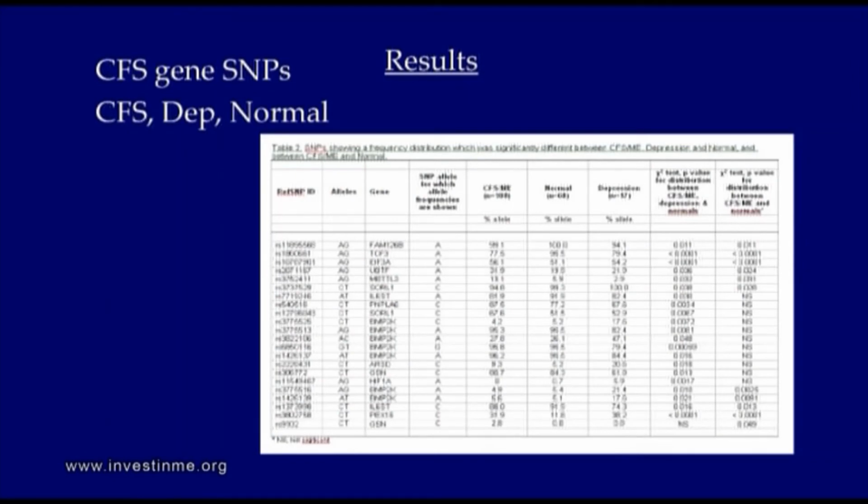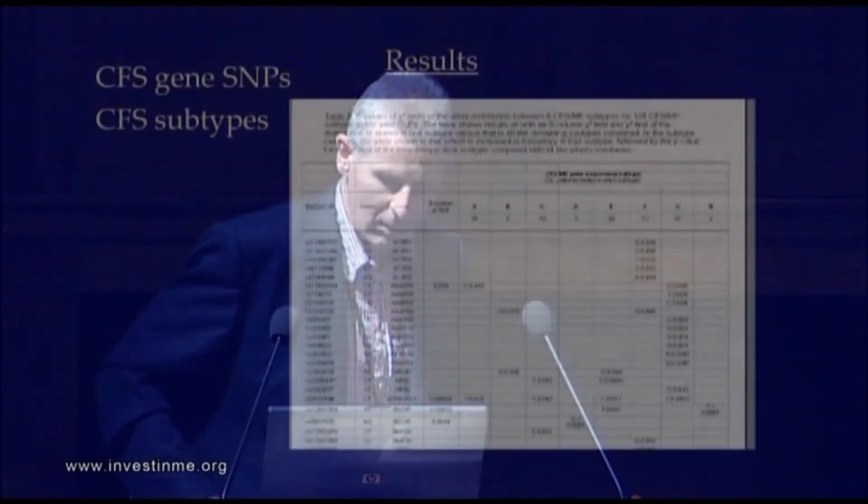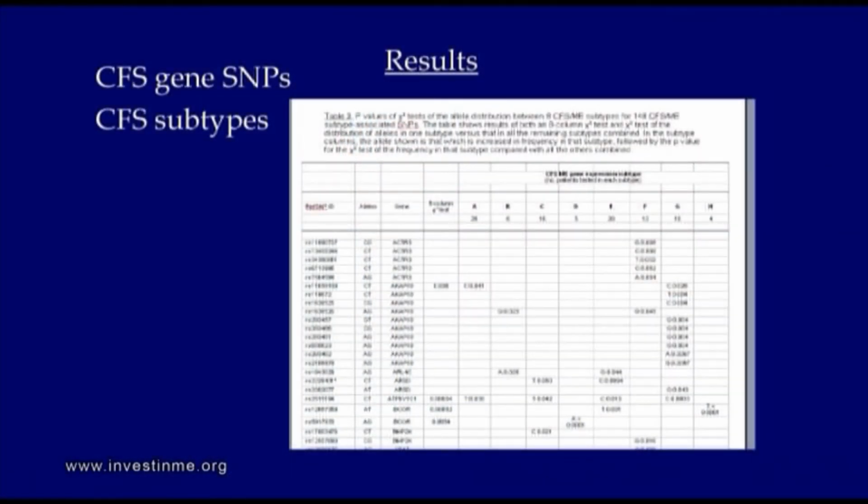So we found that 22 SNPs were significantly different in distribution between CFS, depression, and normal, and these are shown here. And 11 of these were different in distribution between CFS and normal. When we looked at the subtypes, we found that 148 SNPs had a significantly different frequency of distribution across the 8 subtypes.